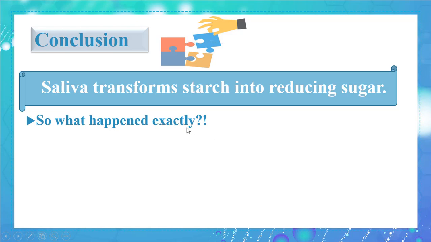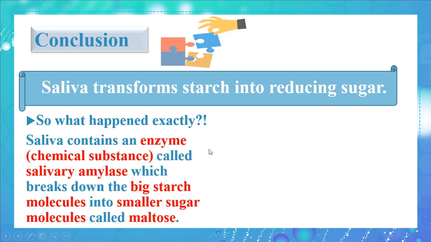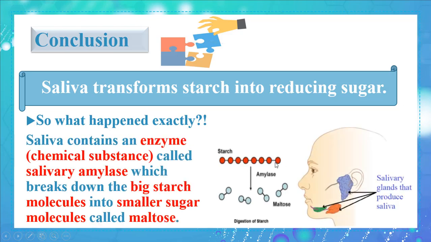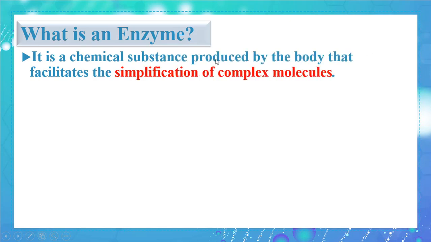So what happened exactly? Saliva contains an enzyme, which is a chemical substance, called salivary amylase, which breaks down the big starch molecules into smaller sugar molecules called maltose. What is an enzyme? It is a chemical substance produced by the body that facilitates the simplification of complex molecules.